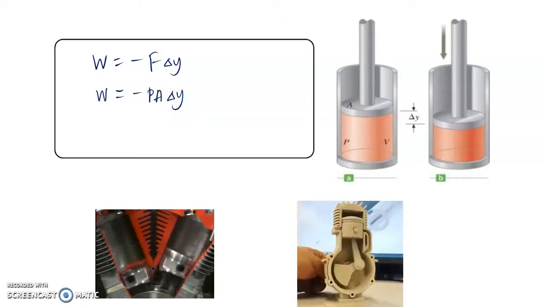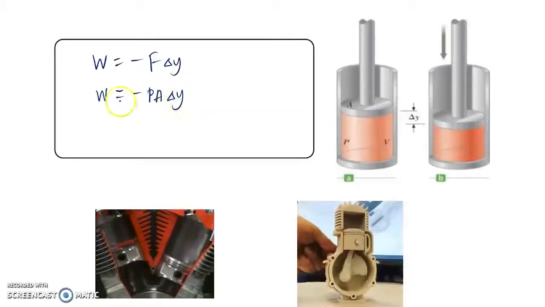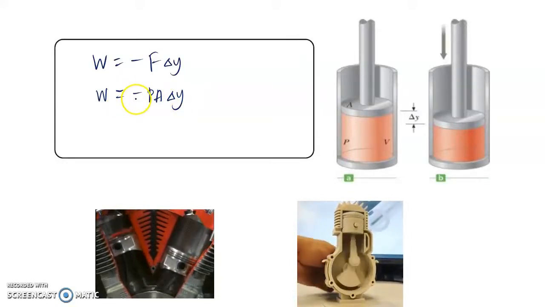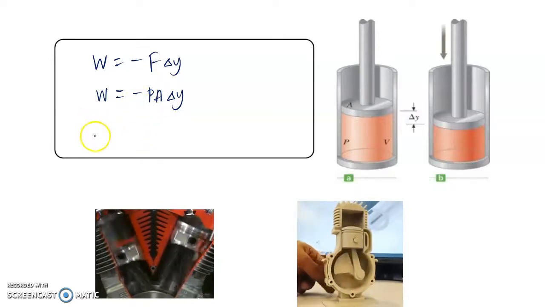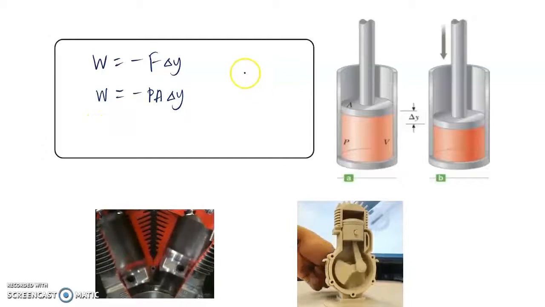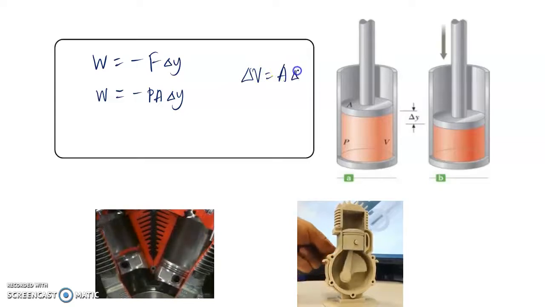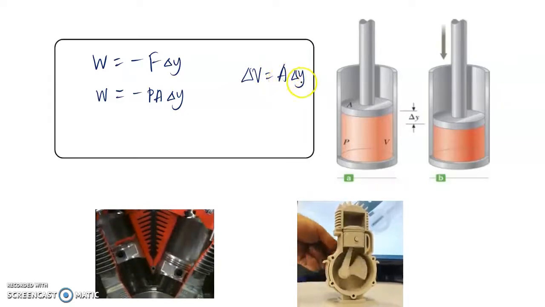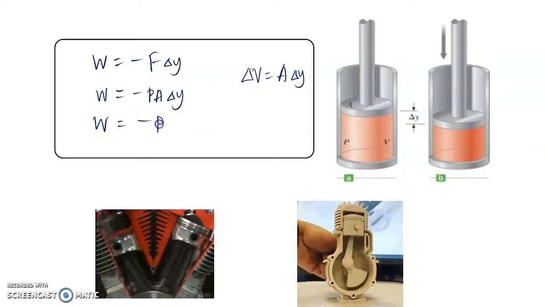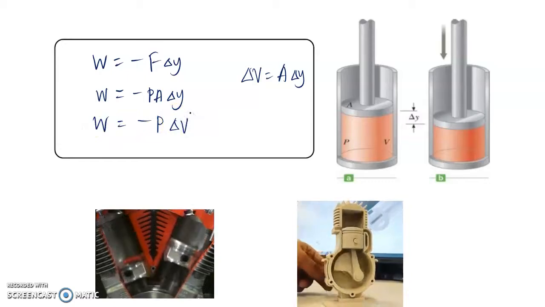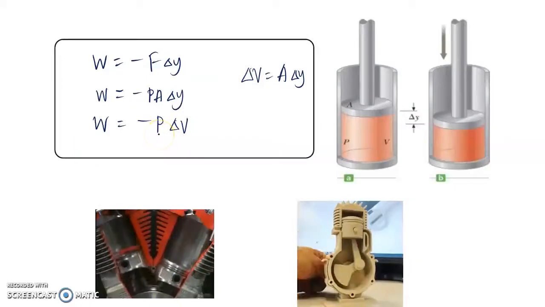Note that if the piston is pushed downward, delta Y is going to be negative. So we need this negative sign to make the work positive. And then the change in volume of the gas is equal to delta V, where delta V is equal to A multiplied with delta Y, the cross-sectional area multiplied with the height. So in the end, the work will be equal to negative P delta V. This is going to be the work done on a gas at constant pressure.